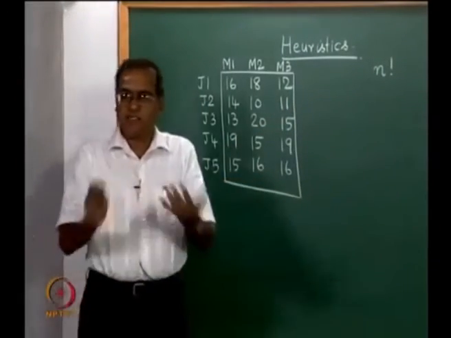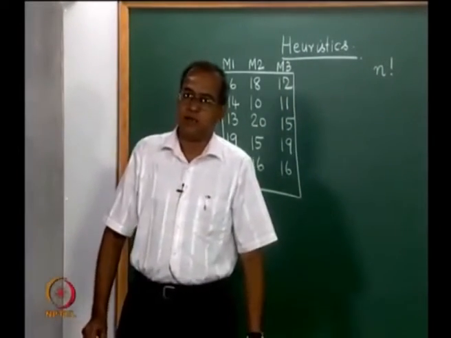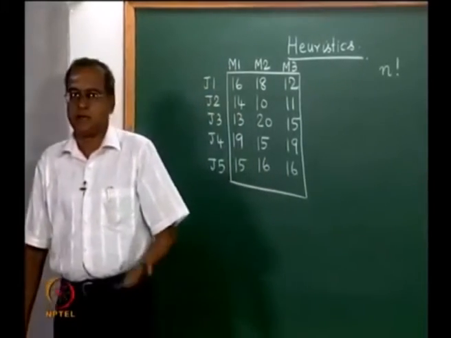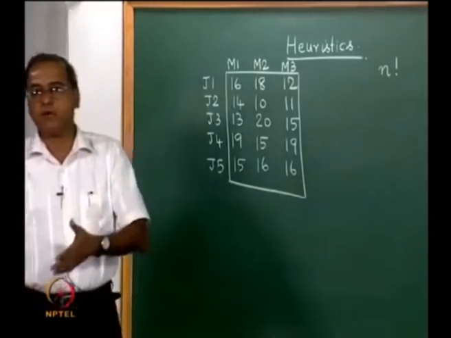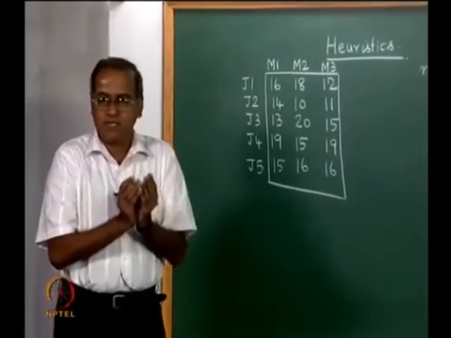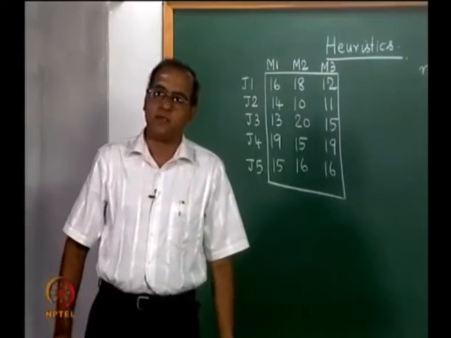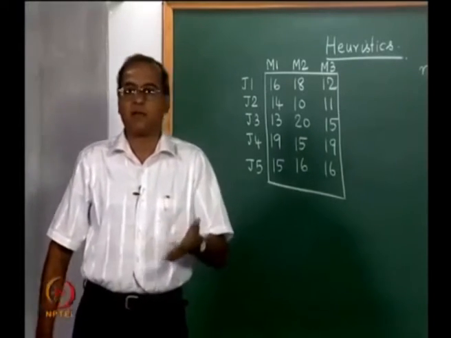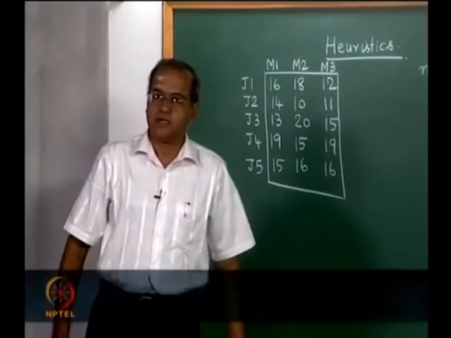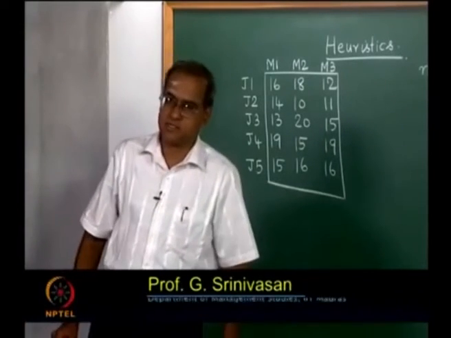So in the worst case, the branch and bound algorithm can do n factorial computations, which means it can do an exponential number of computations. When it does an exponential number of computations, the computing time taken to solve the problem optimally becomes very large as the size of the problem increases.